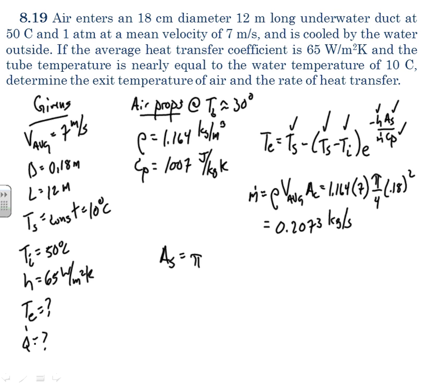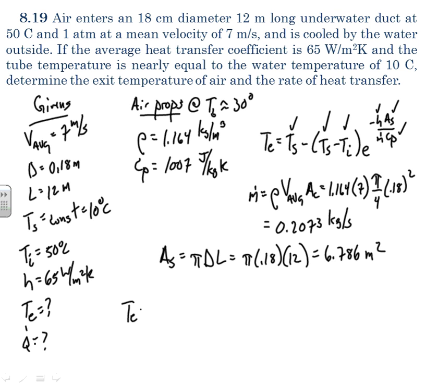The surface area, I know how to calculate that. That's just pi times d, the circumference, times the length. So that's pi times 0.18 times 12, and this is equal to 6.786 meters squared.